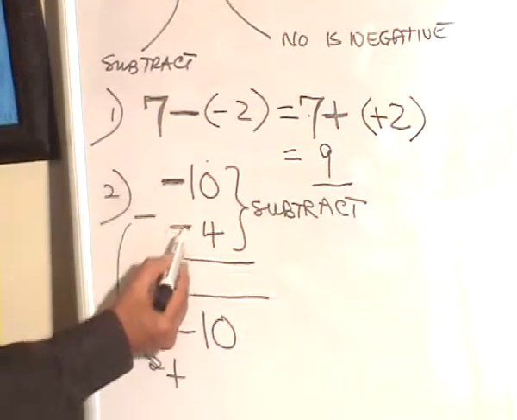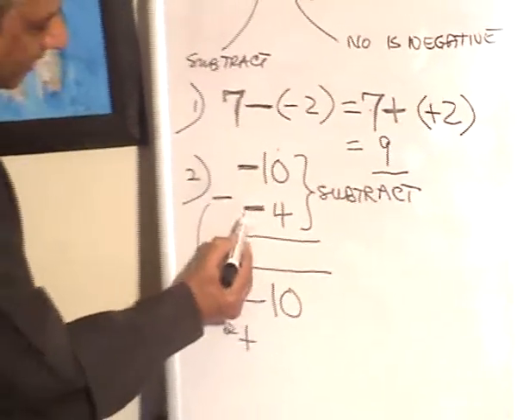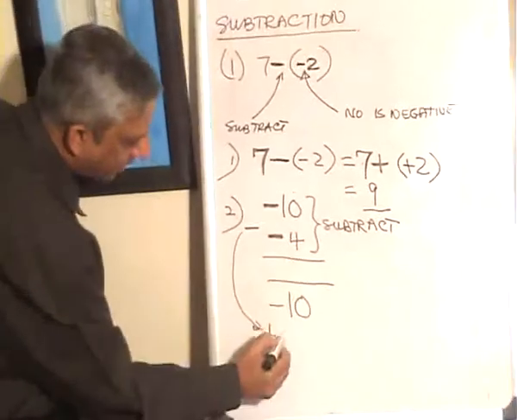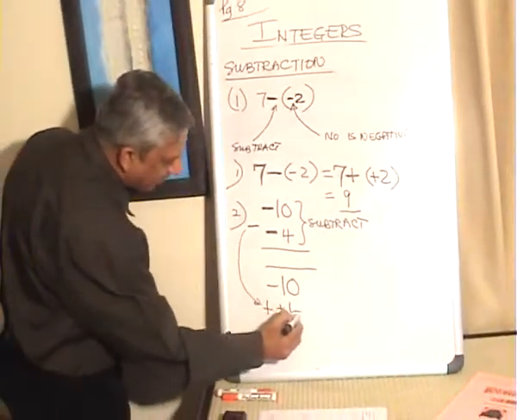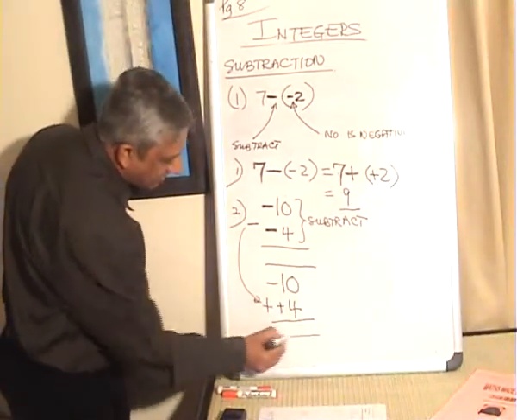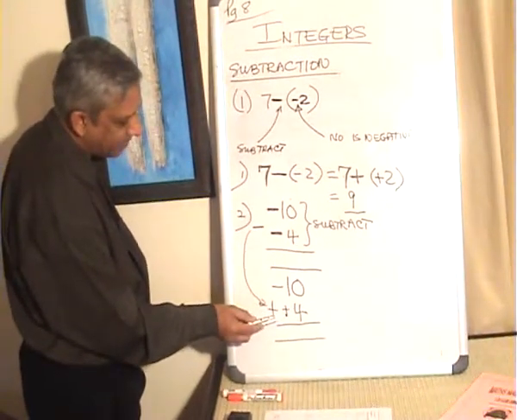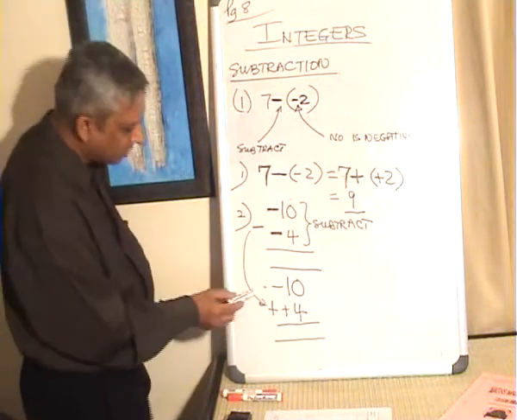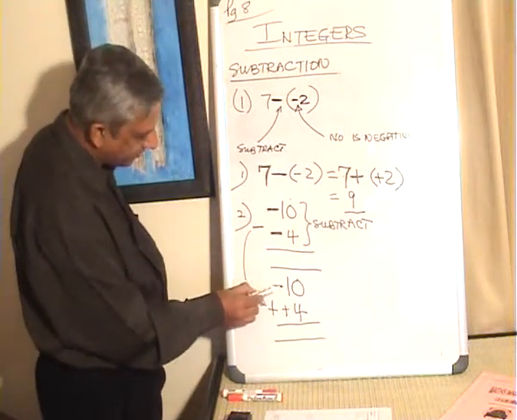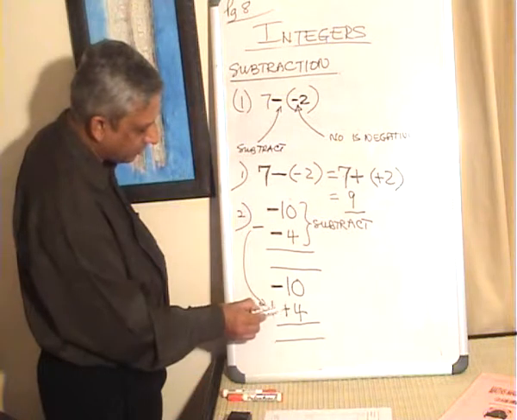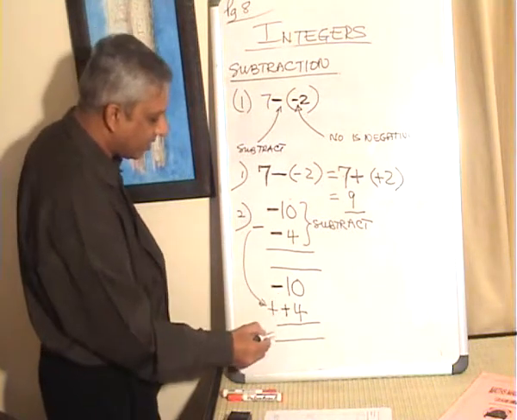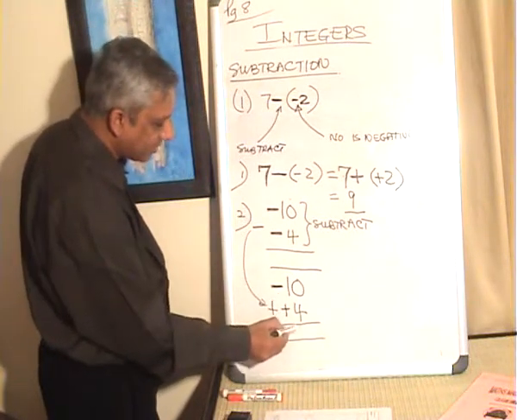Then it says, change the second number to the opposite sign. So minus 4 will become plus 4. So now it becomes an addition example. You are adding minus 10 and plus 4. So you use your addition rules. You owe 10, you have 4. So what will happen? You will end up owing 6.